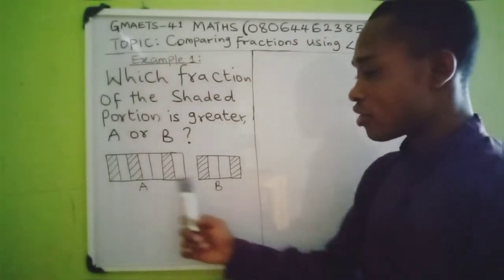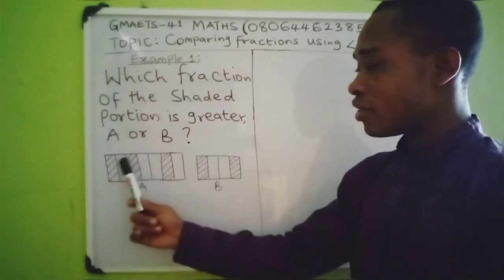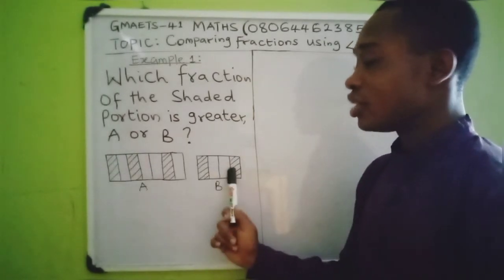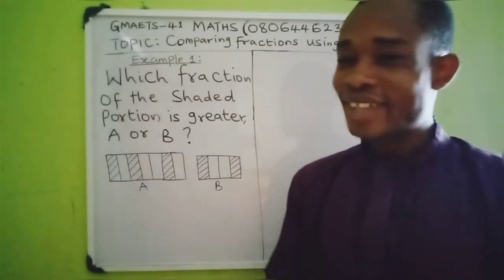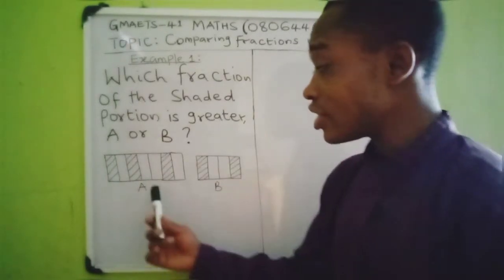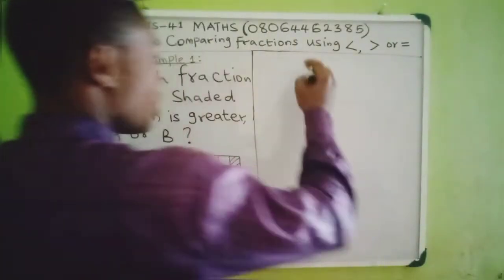Now you see this diagram here. This is A, this is B. You see that some portions are shaded. You can see that. So we're going to compare these two fractions and then say which one is greater. Is it A that is greater or B that is greater? Please watch. Solution.